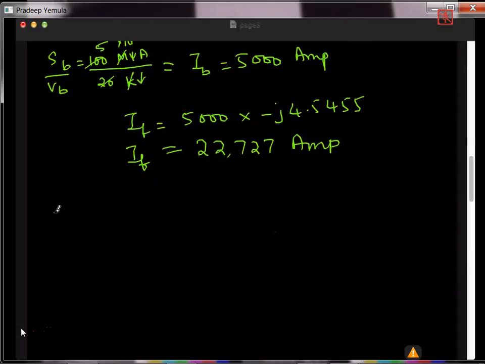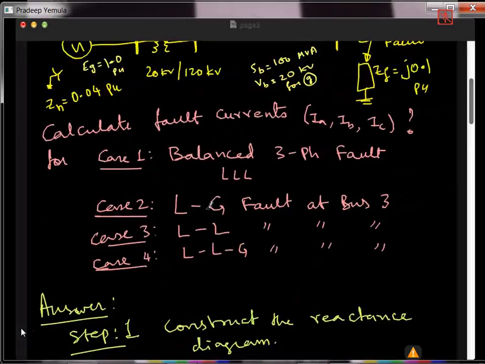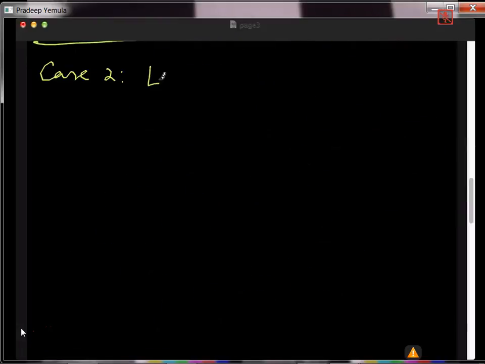Now let's do case 2. So what is case 2? Case 2 is this, line to ground fault at bus 3. Okay, so LG fault at bus 3.